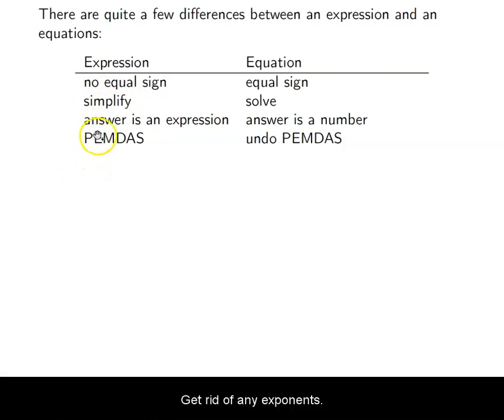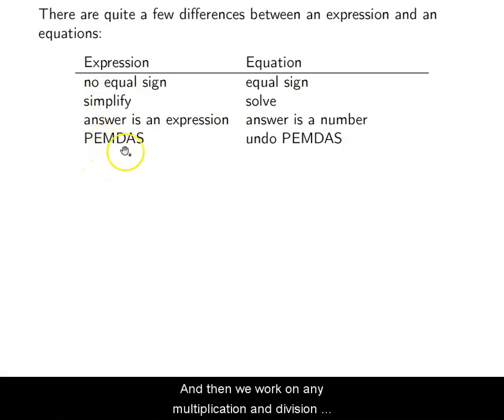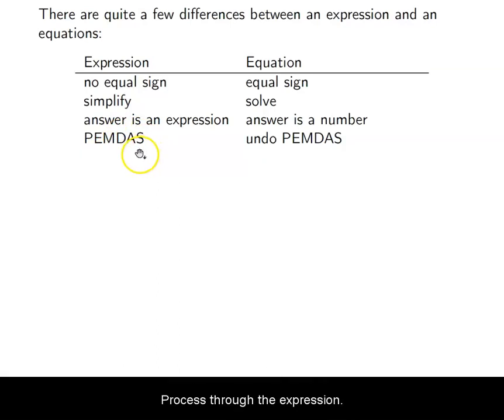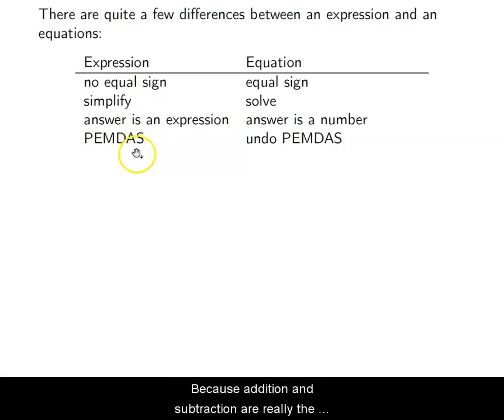Then we get rid of any exponents, and then we work on any multiplication or division. These two are equal because, as I said before, multiplication and division are actually the same thing, right? And then we're looking for any addition or subtraction to process through the expression. Again, because addition and subtraction are really the same thing, they appear equally, as do multiplication and division. So there's kind of a four-step process, right? The grouping, we simplify anything inside the grouping, then we apply any exponents, then any multiplication or division, and then addition and subtraction.